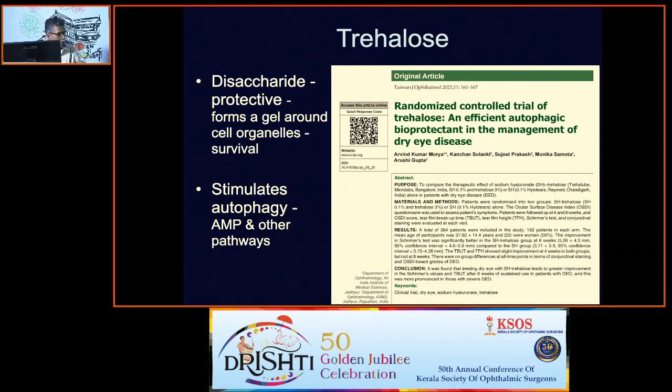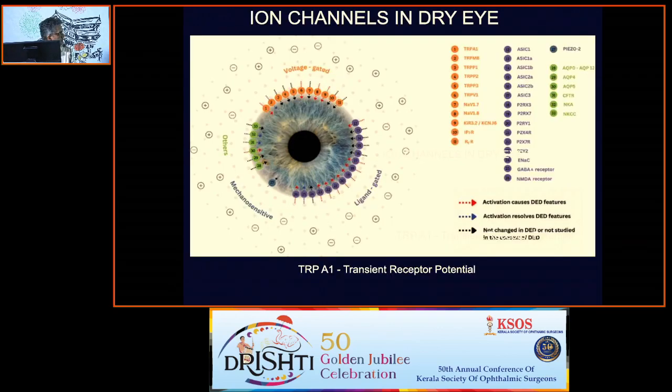So there is another compound, trehalose, which is again useful. It is a protective disaccharide. It also forms a gel around the cell organelles, and it is supposed to stimulate autophagy, and that's how it protects. There is a good randomized controlled trial, I'll take one more minute, from our All India Institute in Jodhpur, in which they have done a reasonably good study, and they have found that trehalose, along with sodium hyaluronate, is quite useful.